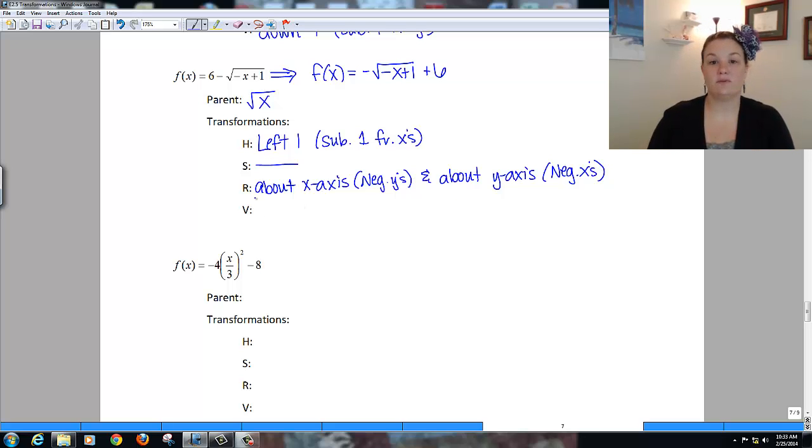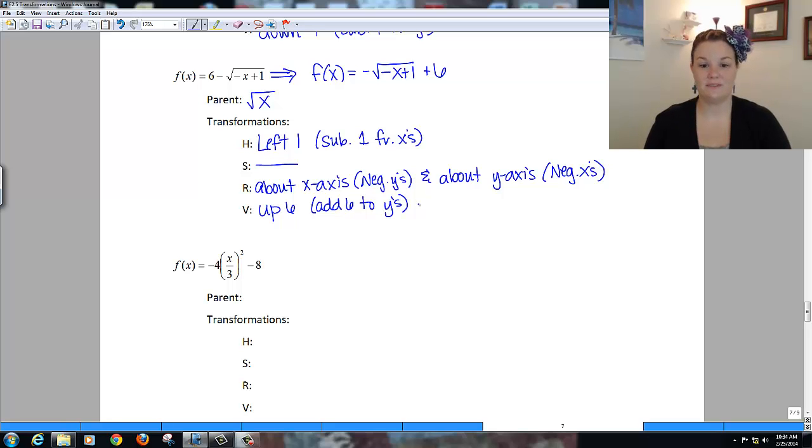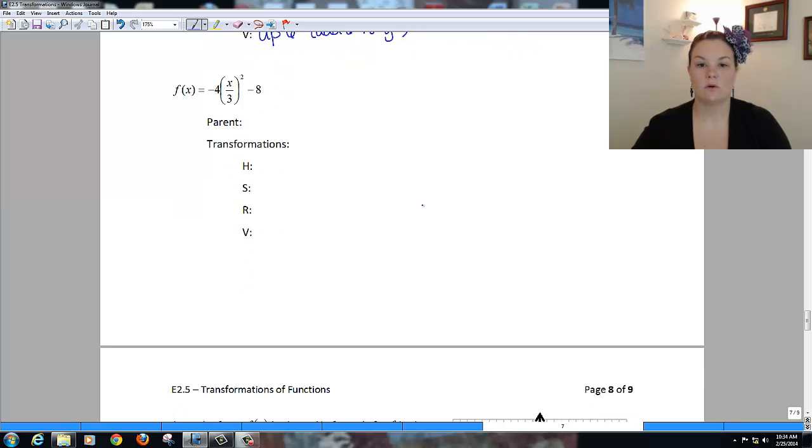And the last thing is vertically, am I adding or subtracting outside the square root? Here I'm adding 6, which is going to move it up 6. So I would add 6 to my y's if I were doing an xy table. Okay. Let's look at one more, and then we'll work one out.